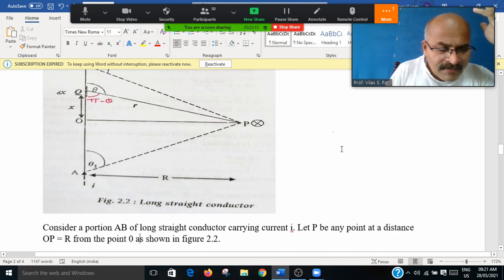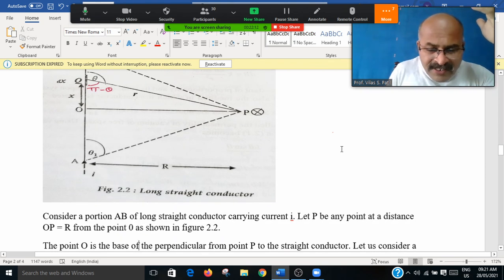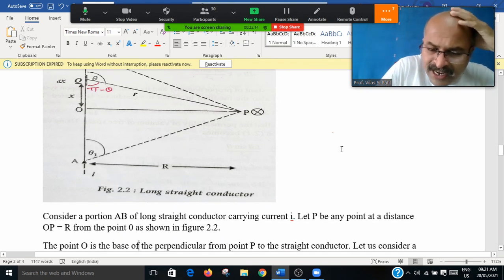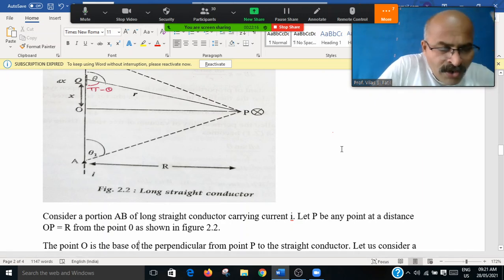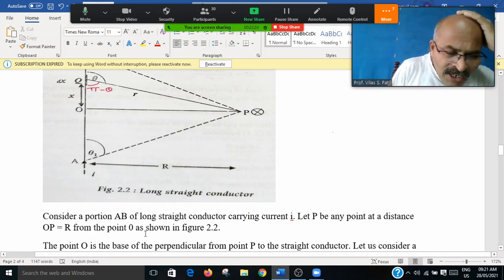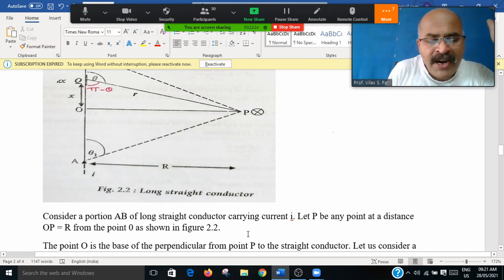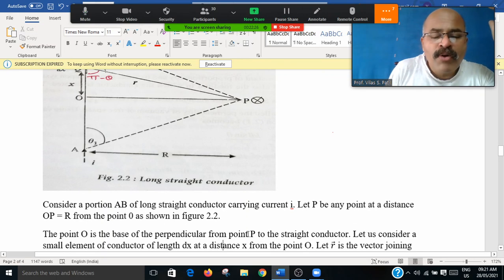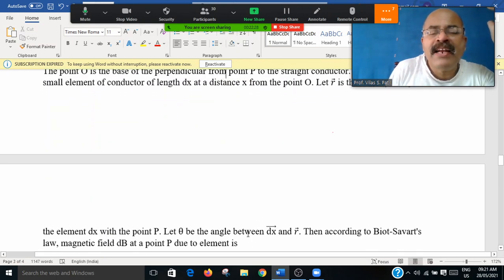Consider AB is the long straight current carrying conductor I, P the any point at a distance, so OP is equal to R, आहे बघा. From the O, that is the OB the base of the perpendicular from the point P, मधून आपण perpendicular ड्रॉ केलाय.